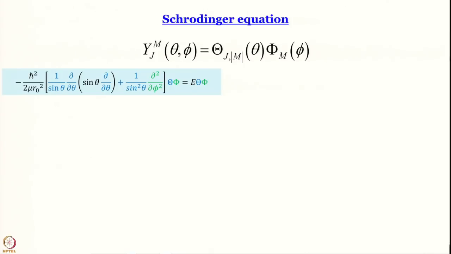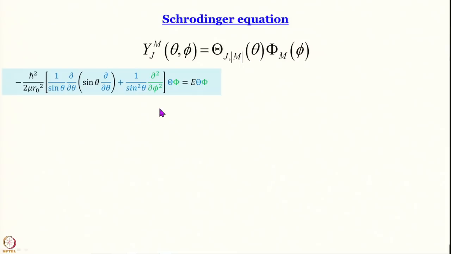Okay. So, first of all, look at the second term, that is easier. 1 by sin square theta del 2 del phi 2 operating on capital theta capital phi. Capital theta is a function of theta and not phi. So, as far as phi is concerned, it is going to be constant. And capital phi is a function of small phi, not a function of theta. So, forget about this 1 by sin square theta for the moment, what is del 2 del phi 2 of capital theta capital phi? Capital theta is constant, goes out, and you are left with del 2 capital phi del phi 2.